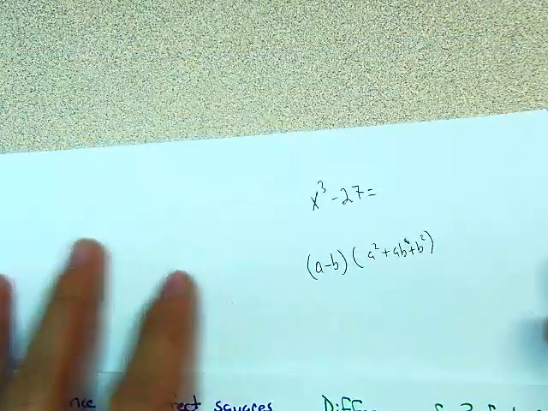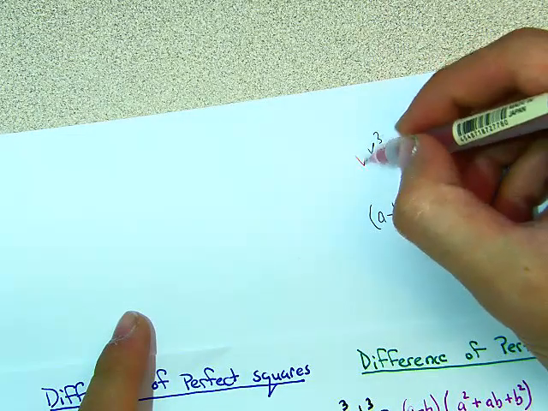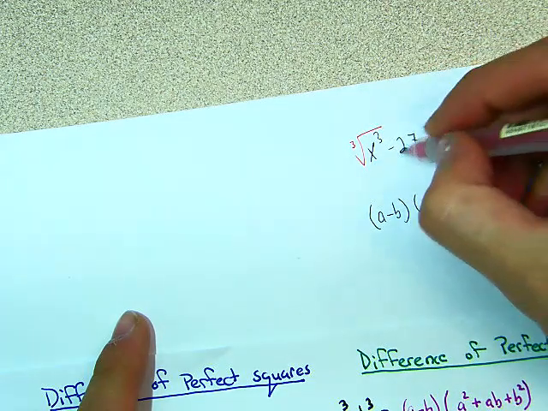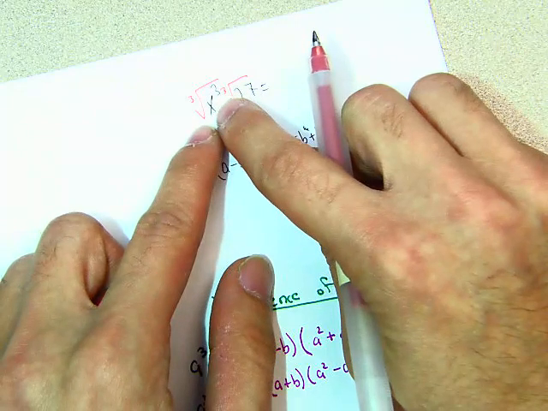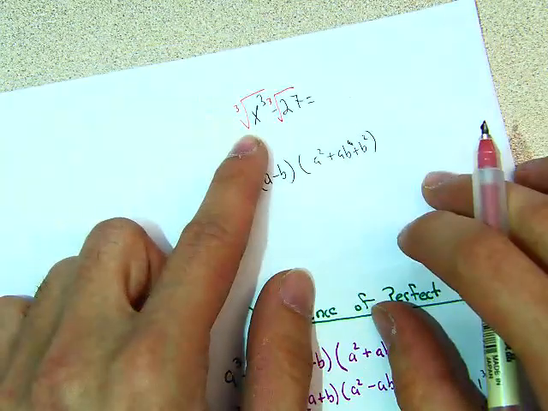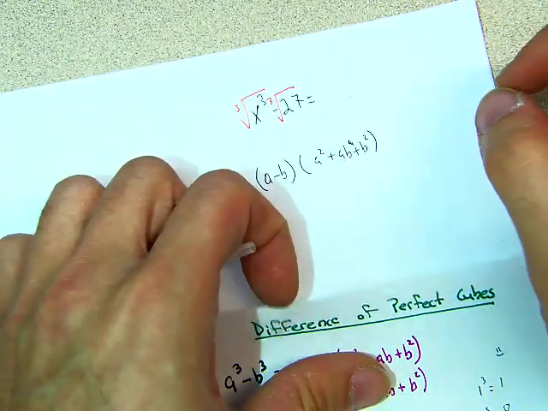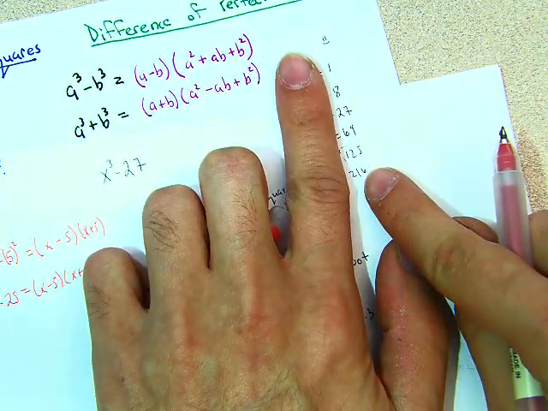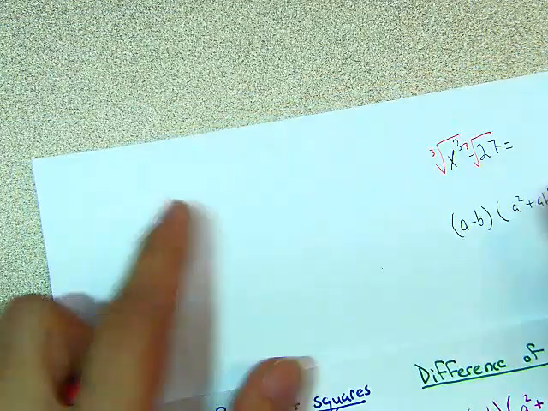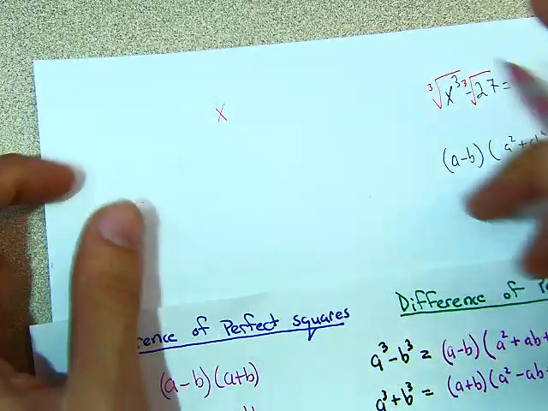So how do we do that? We can take the cubic root of x cubed and the cubic root of 27. And if you ask yourself why we can do this, they are perfect cubes. You have to start realizing that x cubed and 27 are perfect cubes, so you can take the cubic root of them. So what is the cubic root of x cubed? That will be x.